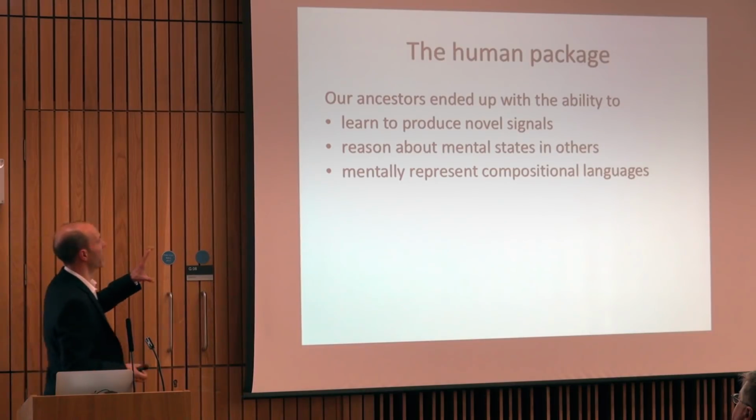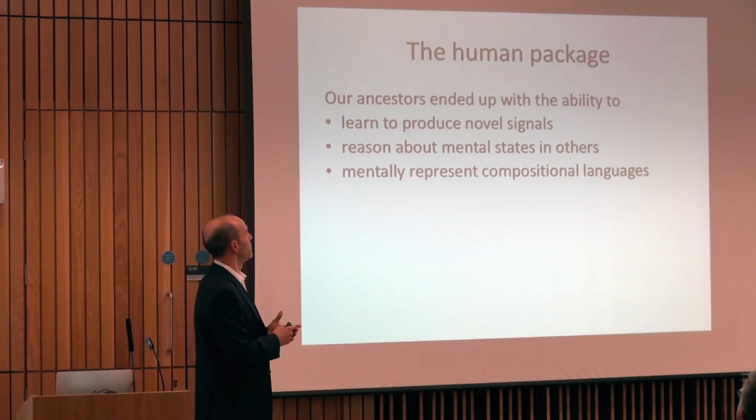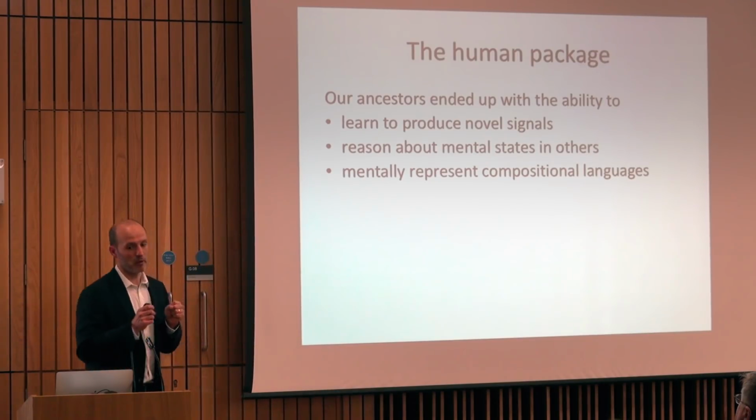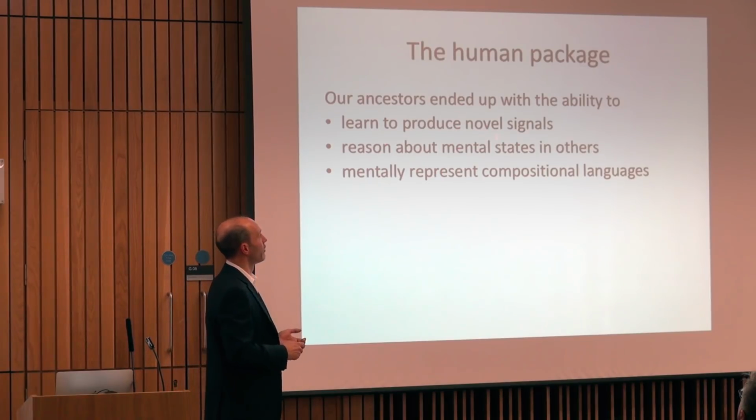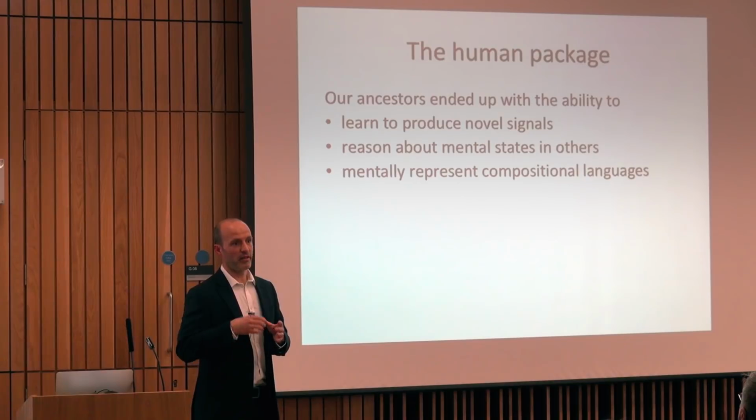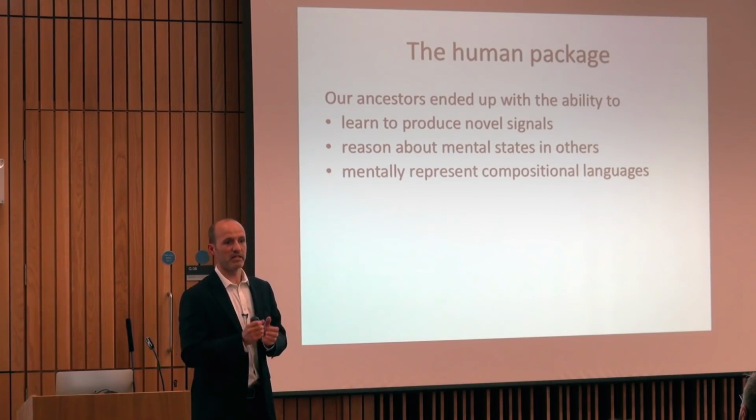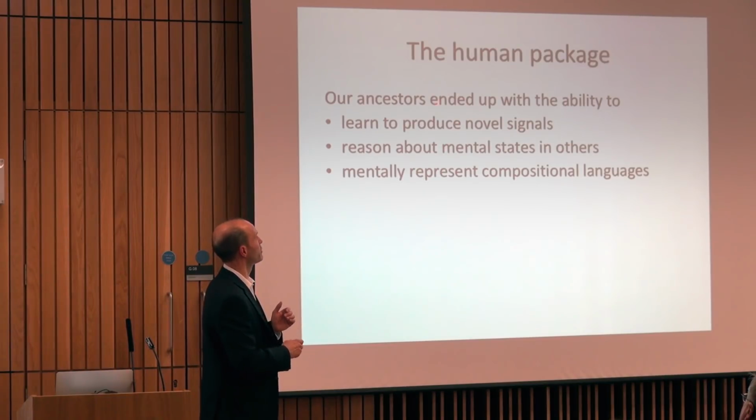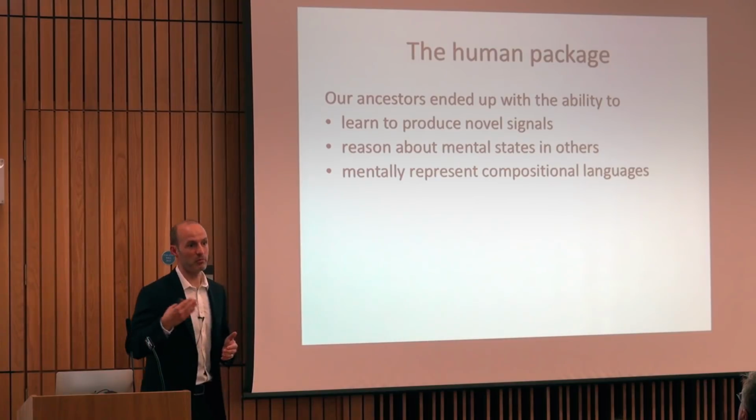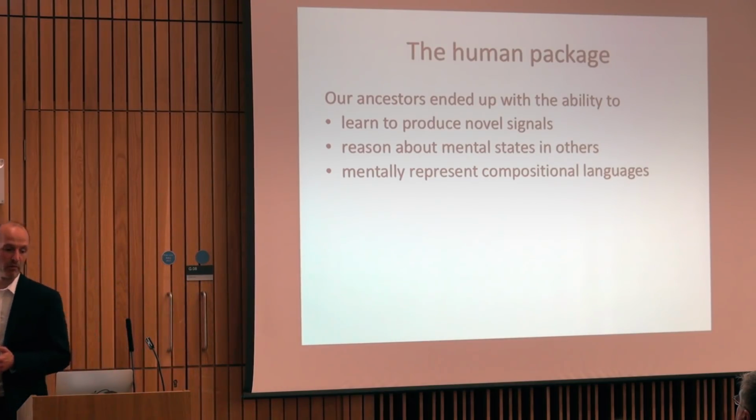Okay, so what's the idea here? The idea is that our ancestors ended up with these three abilities: ability to learn to produce novel signals, to reason about mental states in others, and to mentally represent compositional languages. And this might not have been a gigantic shift from the capacities that our last common ancestor with chimpanzees had. So maybe evolution only needed to give us a little nudge to push us over the threshold, provide us with the necessary abilities in these three areas to enable the transmission of meaning-form mappings.